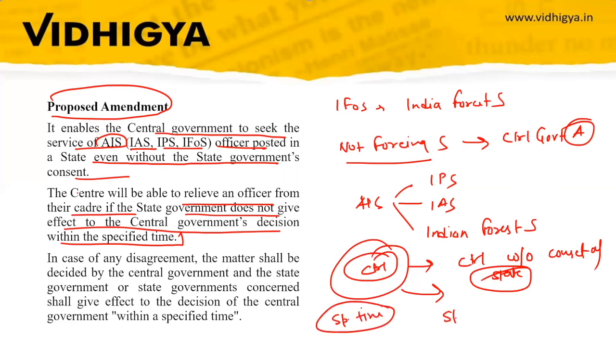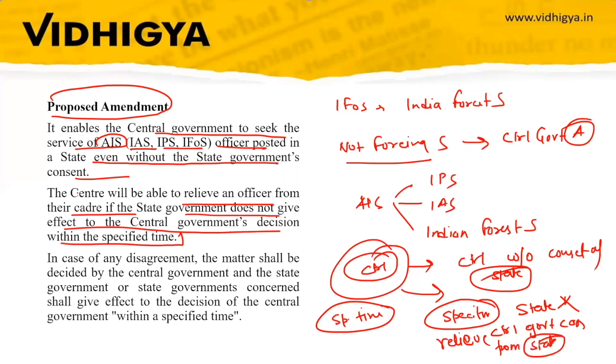But now, if there is a specified timeline in which the state has to act on the Center's decision, and if the state does not act, then the central government can relieve the officer from the state. So these are the changes: that there is no timeline. In case of disagreement, the Center can relieve the officer from the state. In case of any disagreement, the matter shall be decided by the central government, and the state government shall give effect to the decision of the central government within a specified timeline. So this we have discussed.